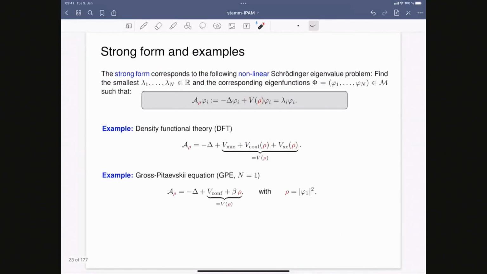But also you can put n equals 1, and then you can cover in this framework also the Gross-Pitaevskii equation, which is known to model Bose-Einstein condensates. And yeah, so you usually have a confining potential plus a nonlinearity that has some nonlinear strength, a beta parameter, and the rho here, since we only have one orbital, is just phi_i squared.